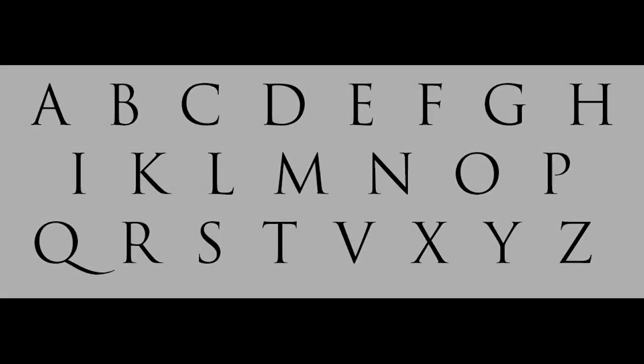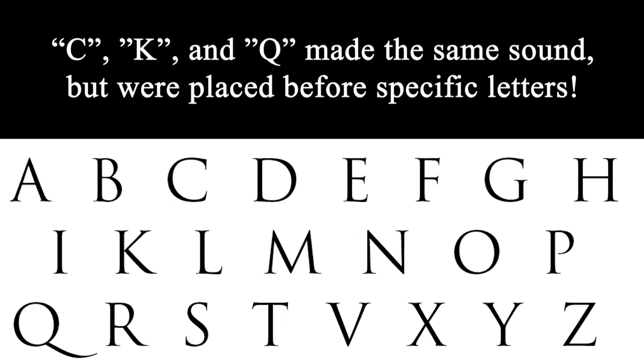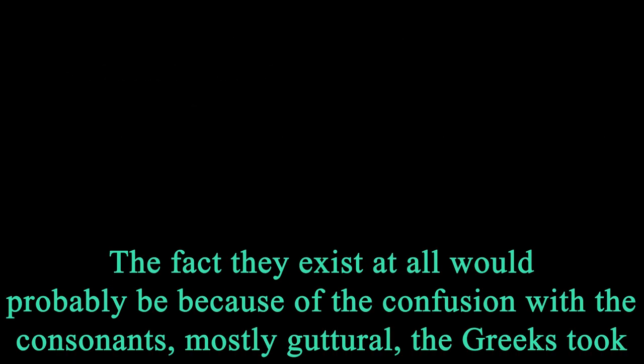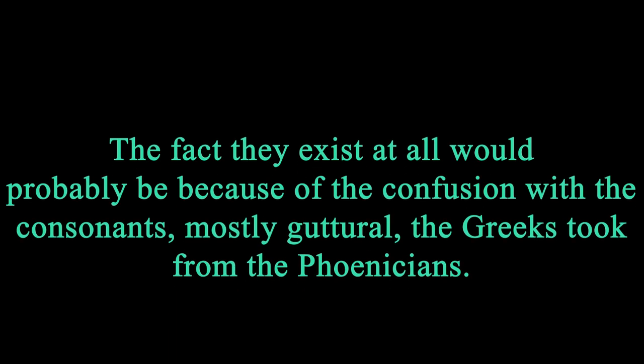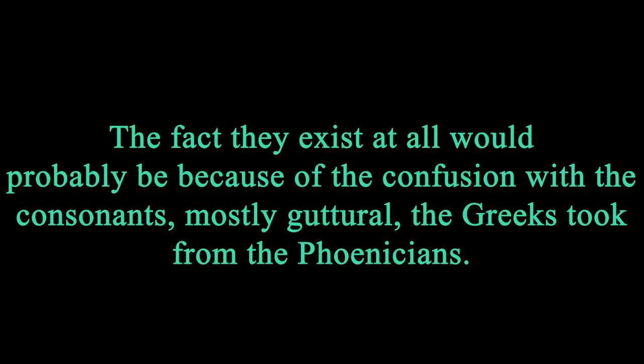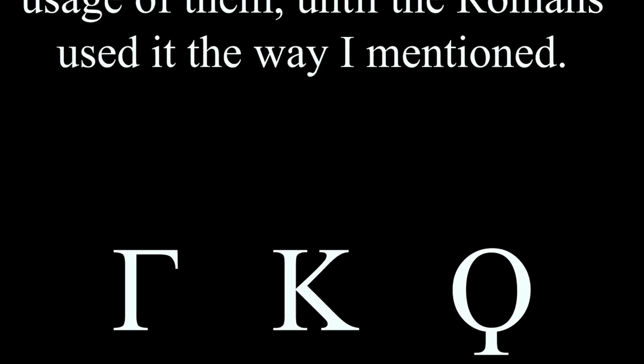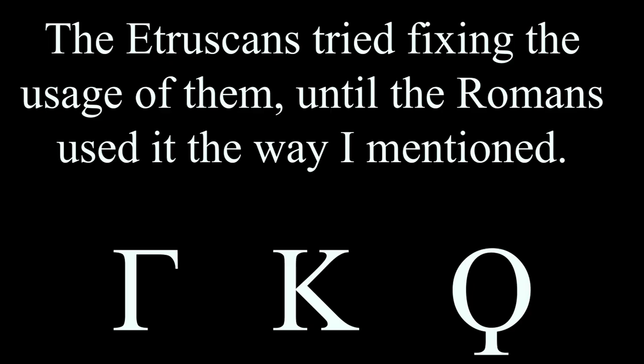Secondly, the script contains C, K, and Q, all letters with the same K sound. That was because they were used differently before specific vowels in words. The fact they existed at all would probably be because of the confusion with the consonant, mostly guttural, that the Greeks took from the Phoenicians. Archaic Greek had the letters gamma, kappa, and koppa, which the Etruscans tried fixing the usage of until the Romans used it the way I mentioned.